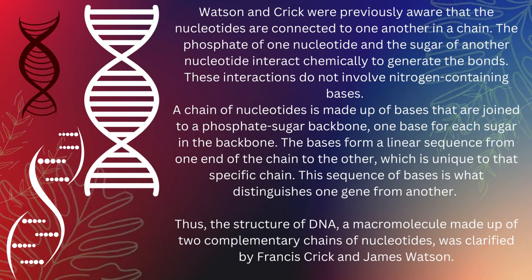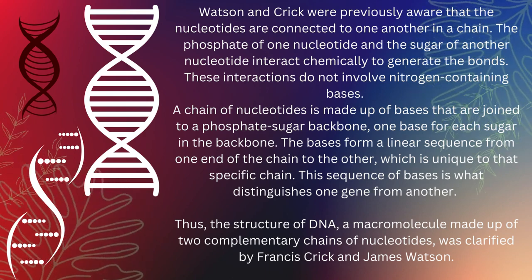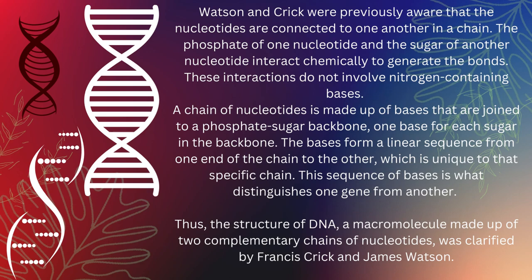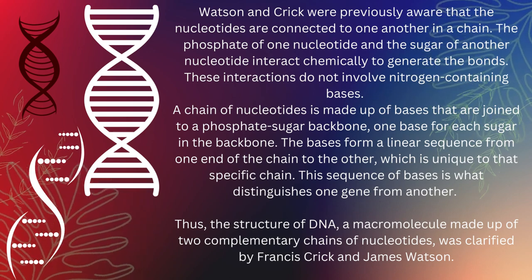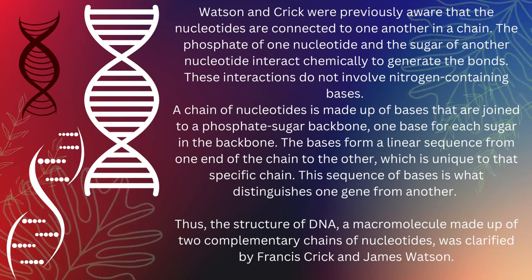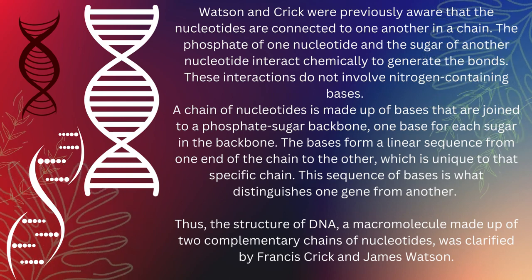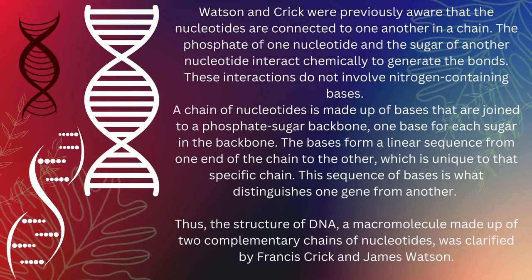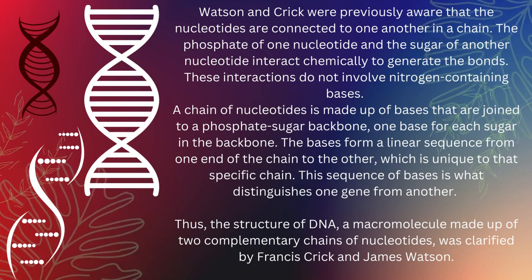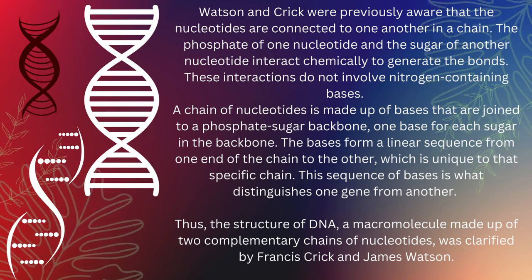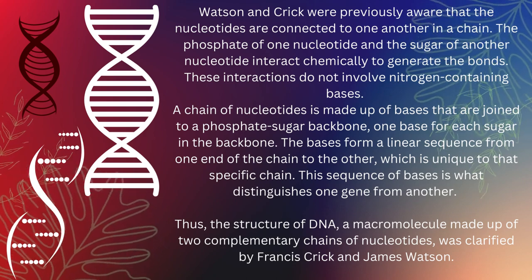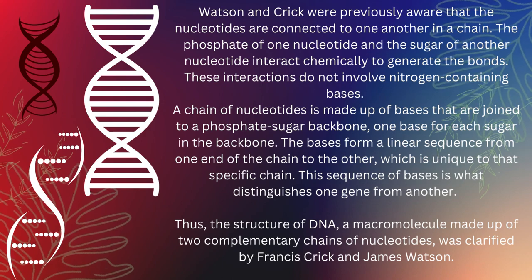A chain of nucleotides is made up of bases that are joined to a phosphate sugar backbone, one base for each sugar in the backbone. The bases form a linear sequence from one end of the chain to the other end, which is unique to that specific chain. This sequence of bases is what distinguishes one gene from another.